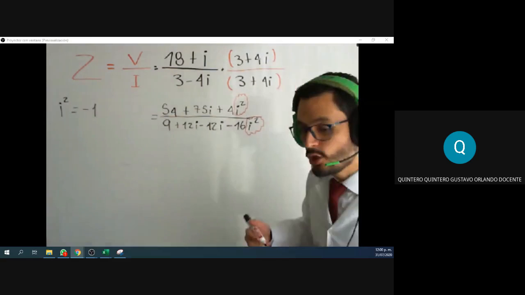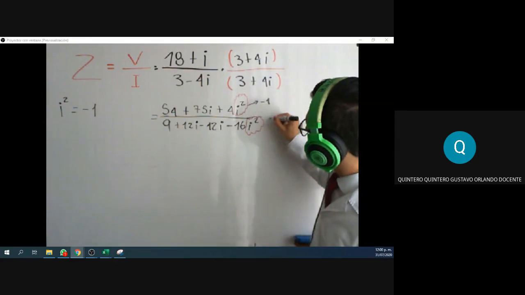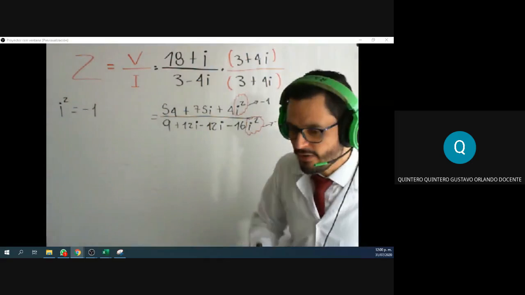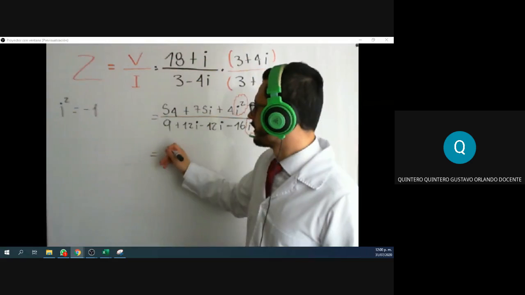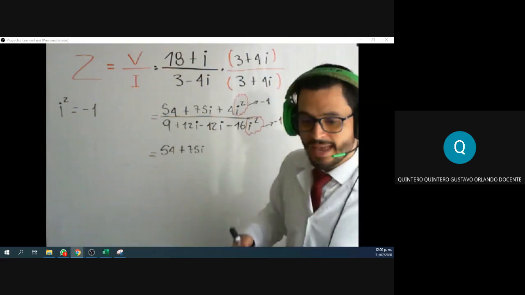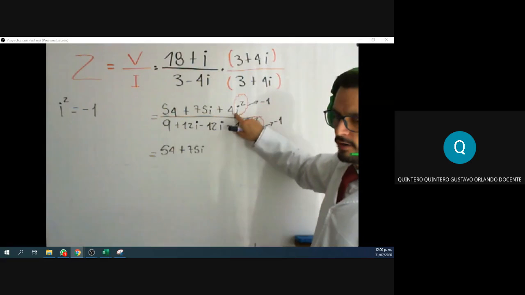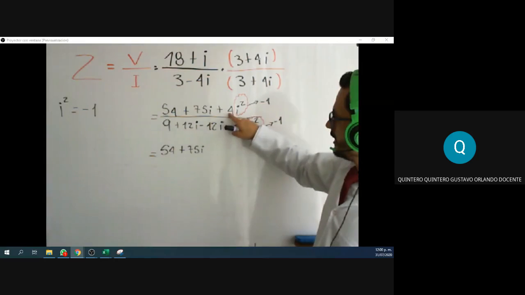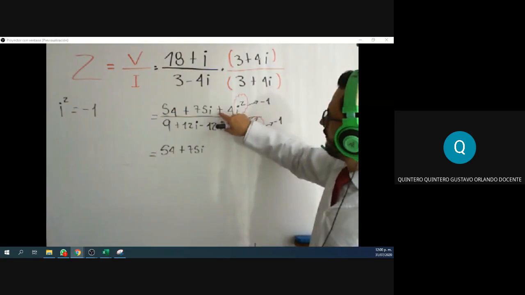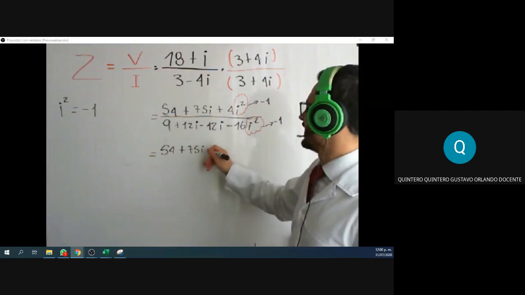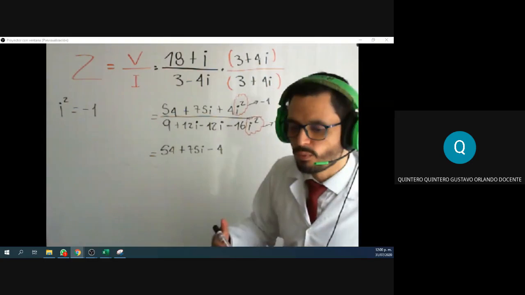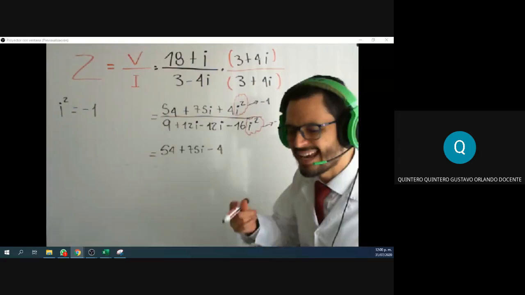Okay, cool. So what we can do is change this for a negative 1 and also this for a negative 1. If we do that, take a close look at what is going to happen. Look, 54 stays the same, plus 75i stays the same. And in here we have positive 4 times negative 1. I to the second power is a negative 1. So we have 4 times negative 1. That is negative 4. So what we did was we changed the sign of the 4.